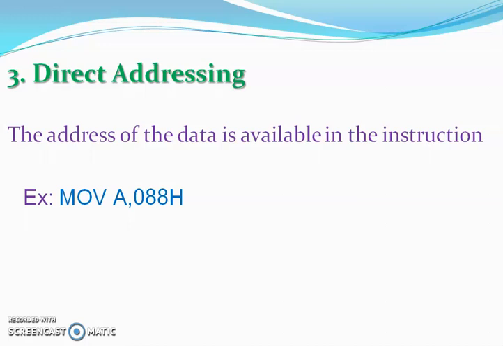Third addressing mode, direct addressing. Here, the address of the data is directly available in the instruction. Our operand will be stored in a memory, and that memory location's address will be specified in the instruction. Now consider the instruction mov a, 088H. Now the address 88 is the location address of our operand. So here the instruction will find the operand from the memory location 88 and the operation will be completed thereafter.